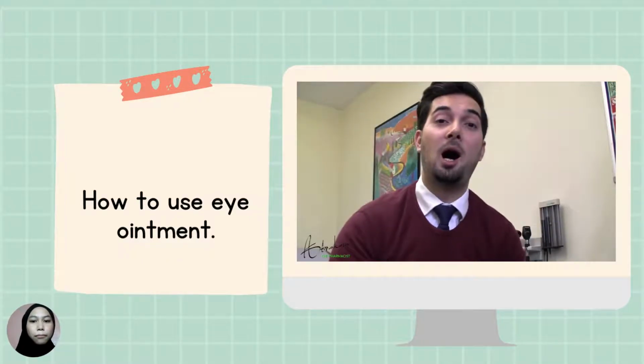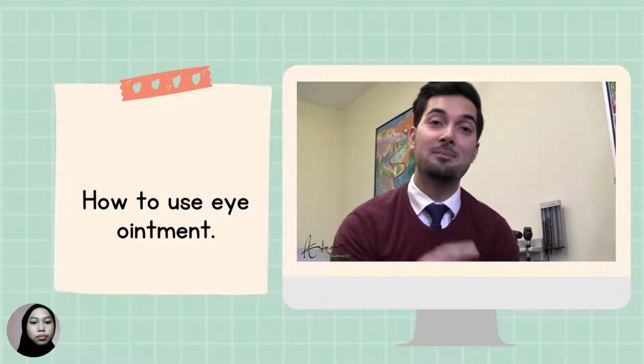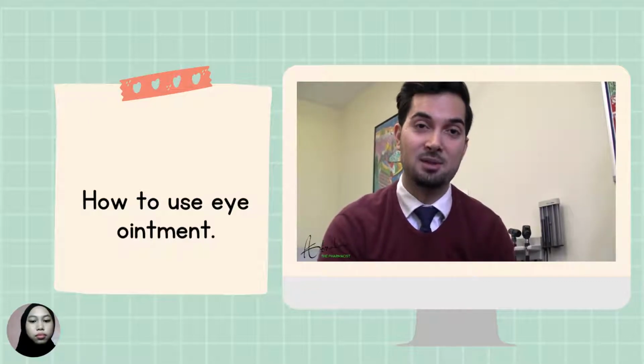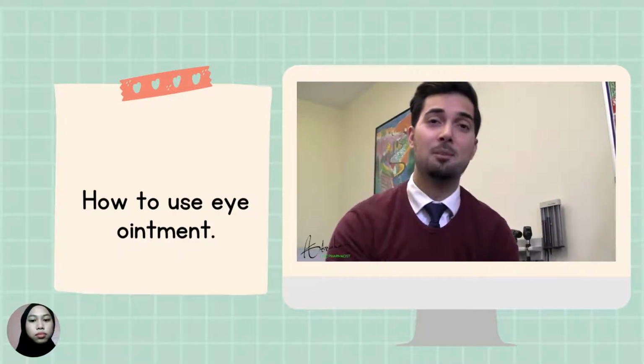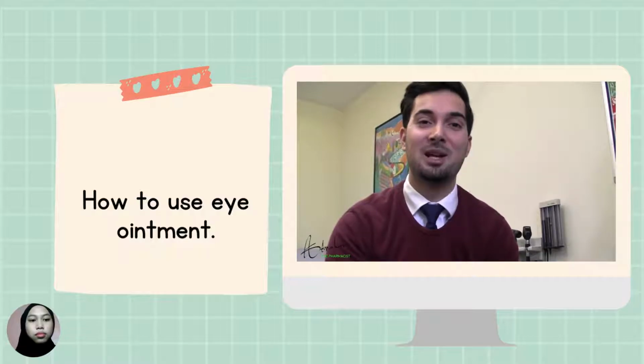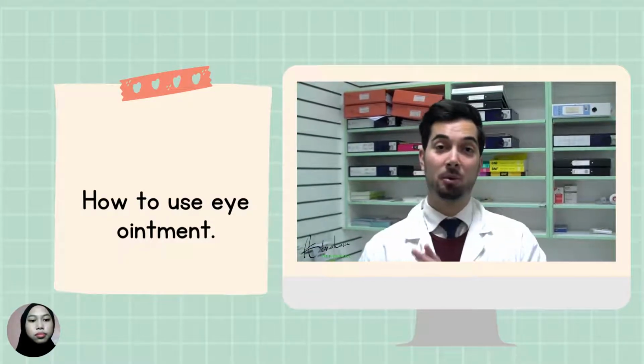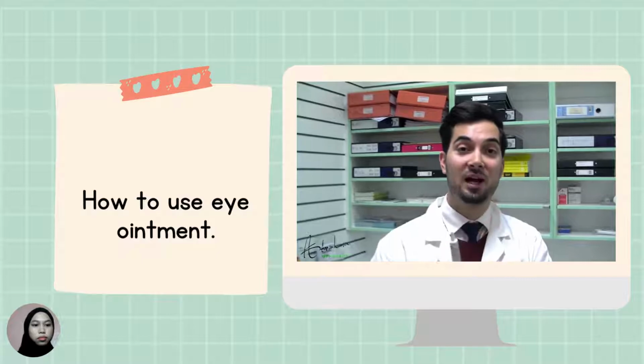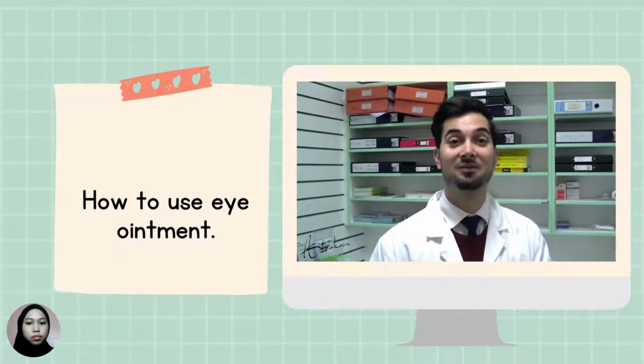Tip 4. Eye ointments have preservatives, but they only keep for a limited amount of time once they've been opened. It's usually about 4 weeks, but always check the information leaflet for clarification. So write the date you opened it either on the box or on the tube, and don't use it after the recommended time because you're at risk of getting an eye infection.